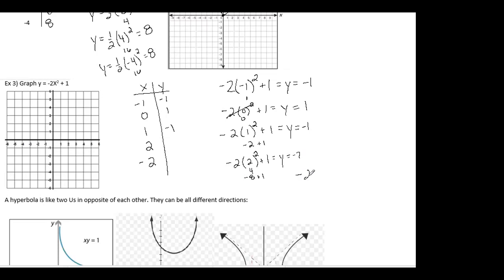And then our last one, we're going to plug in a -2. And again, knowing our pattern and knowing what we've been doing, this should be the same one as this one. So -2 squared is a +4. 4 times -2 is a -8. Plus 1 is -7.